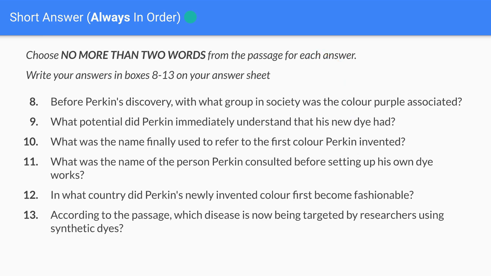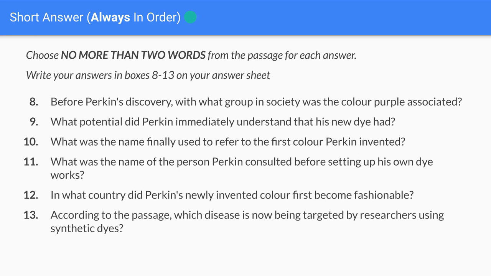Another thing to remember about this question type is that it is always in order. So this is very useful to know because it allows you to strategically search for the answer to each question. So it's always good to know which questions are in order all the time, which questions are in order most of the times, and which questions are not in order, so that you can be strategic about the way in which you find the answers to different types of questions.